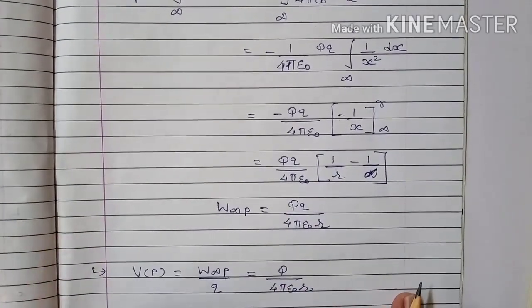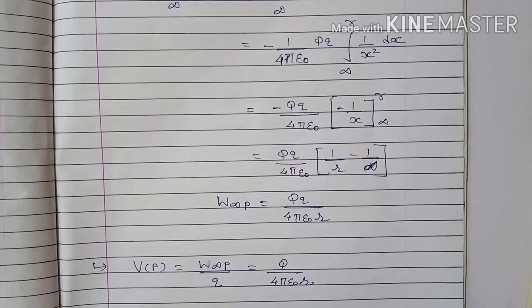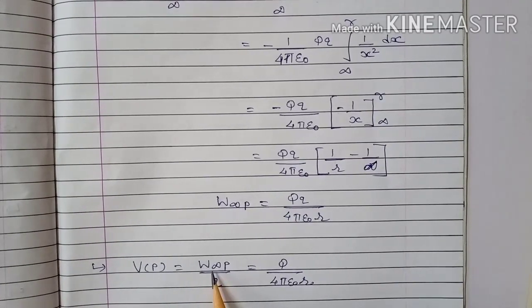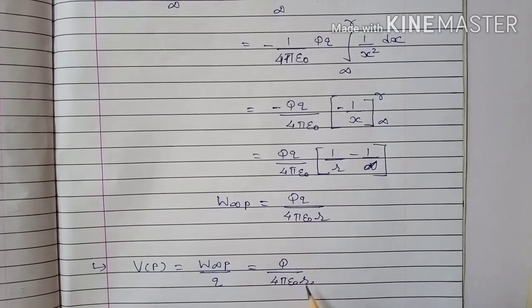But we know the formula of electrostatic potential. Electrostatic potential is equal to work upon test charge. The work done in moving this test charge from infinity to P, divided by the test charge. So if you divide this by the test charge, you will get q upon 4 pi epsilon naught r.